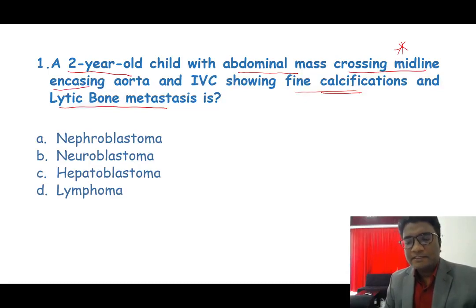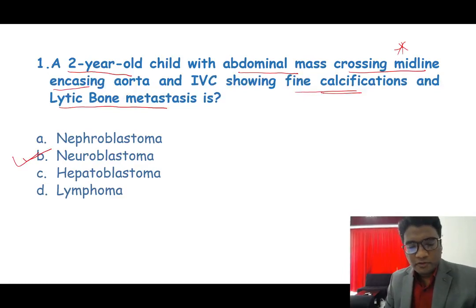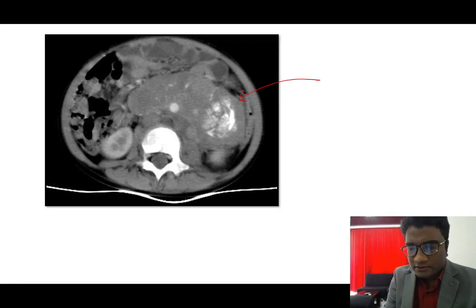Please remember, this is a case of neuroblastoma. Neuroblastoma is a lesion which is more common in young children. If you look at the comparison between neuroblastoma and Wilms tumor, which are both abdominal masses, it is important to differentiate these two lesions. How do we differentiate neuroblastoma from Wilms tumor? On this contrast CT image, neuroblastoma is a lesion which will cross the midline. You can see it crossing the midline.